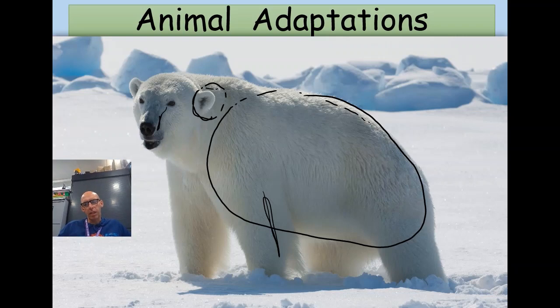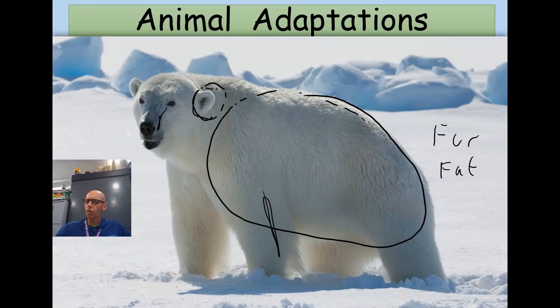A lot of adaptations are to do with the colour of the animal, the size of their features, and then things like the thickness of the fur or the fat underneath. And obviously these are all adaptations about living in the cold. So what does he need in the cold? He needs to stay warm because he's a warm-blooded mammal. Therefore, having thick fur, having loads of fat, and having small features means he has a small surface area, so he doesn't lose much heat to the environment.